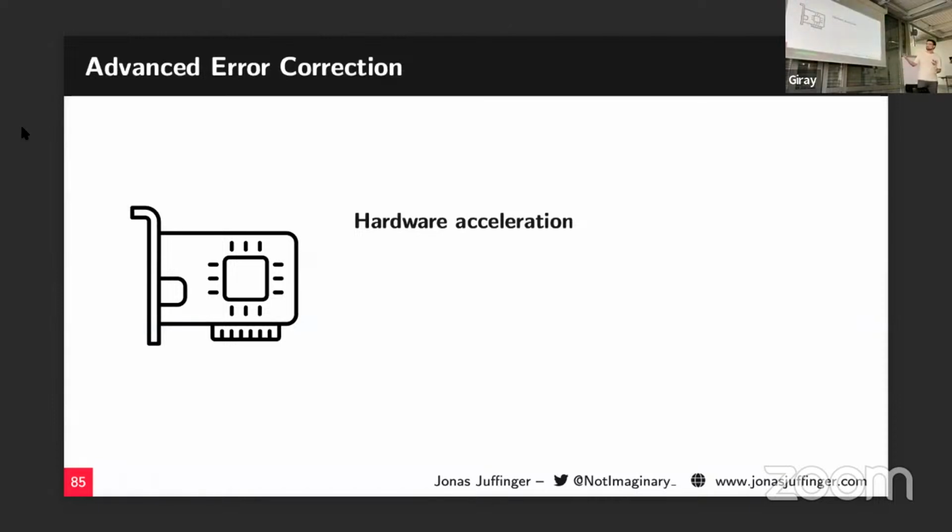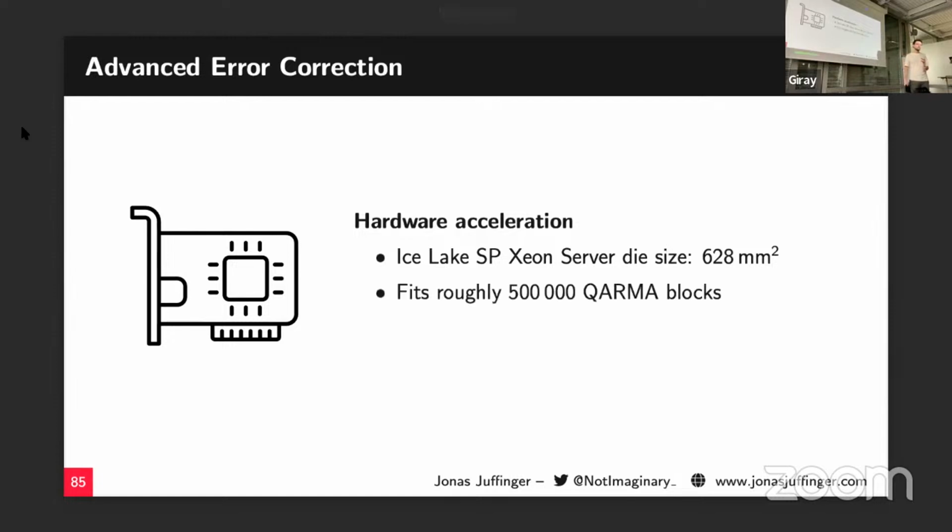But now to some serious things one could do. One could have hardware acceleration. So going from single bit flip correction in hardware to software and then back into hardware would make sense if you think about it like that. This was one of the biggest dies when we wrote the paper. It's like 600 square millimeters, a huge die. And this fits roughly 500,000 block cipher blocks. So you can compute MACs very parallel on this die if you would fill it only with those blocks.